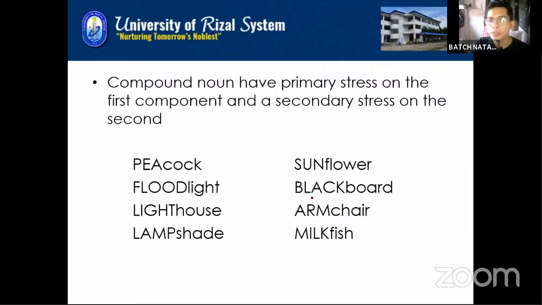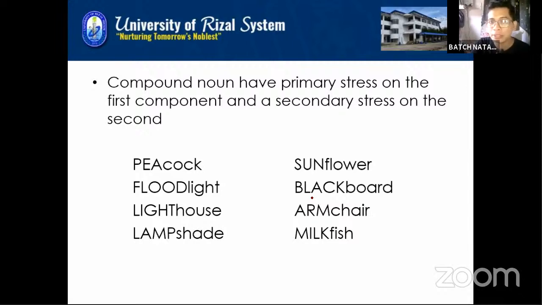Then there are words that are composed of a compound noun. Compound nouns have primary stress on the first component and a secondary stress on the second component. When we talk of a compound noun, it means that there are two words that are joined together in order for you to produce one word. So we call it the compound noun.